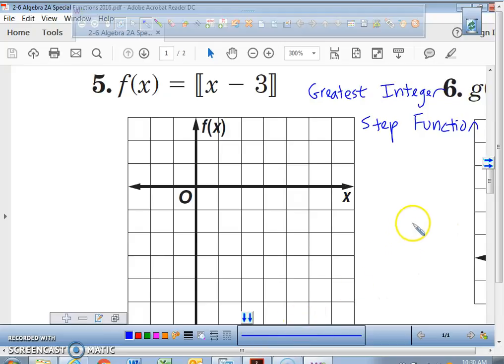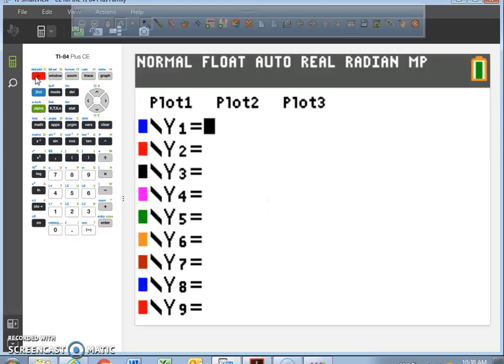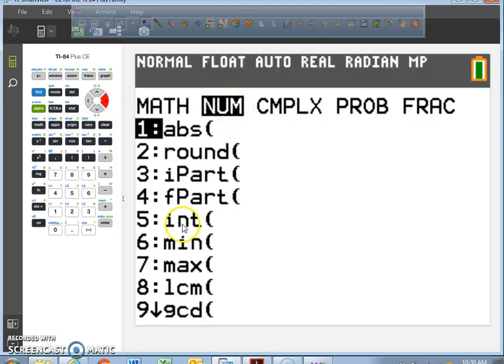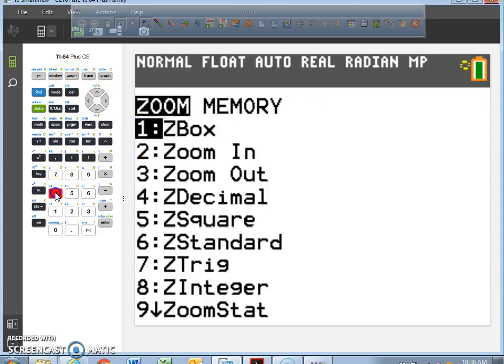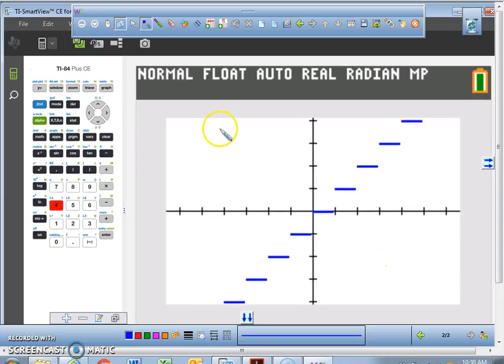What I want you to do on your graphing calculator is hit Y. Then hit the math button, go to the right, and go down to number 5. Then type in an X. Don't do X minus 3 just yet. Just do X. Then hit zoom number 4. Now, when you do this, this is the greatest integer function which we graphed yesterday.